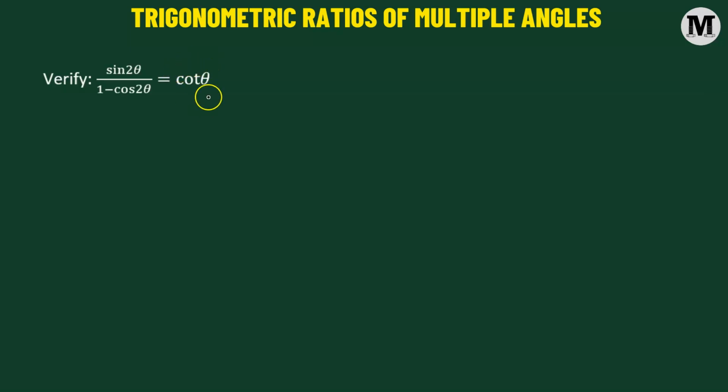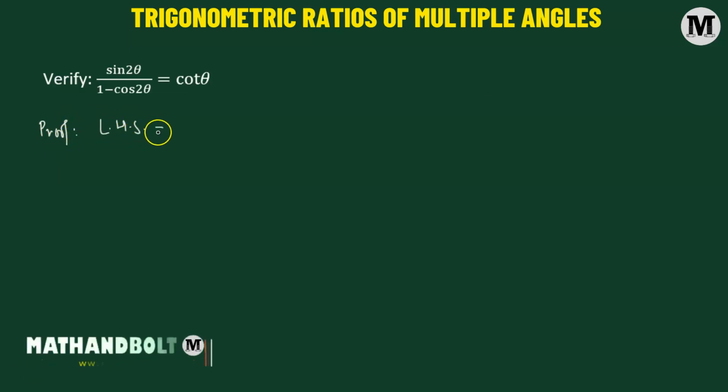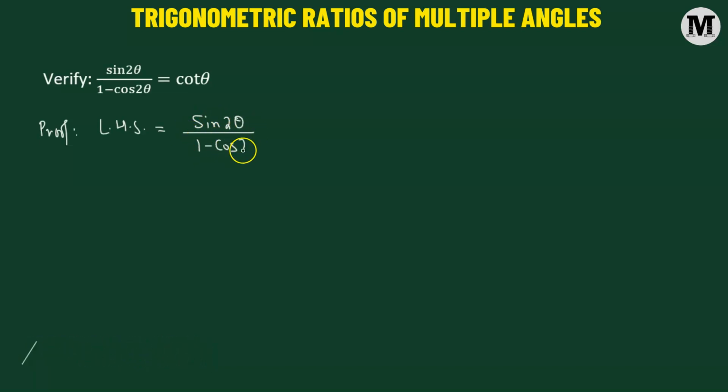So in this problem, we need to verify that sine 2 theta divided by 1 minus cosine 2 theta equals cotangent of theta. We will begin from the left hand side. So here on the left hand side, we have sine 2 theta divided by 1 minus cosine 2 theta.